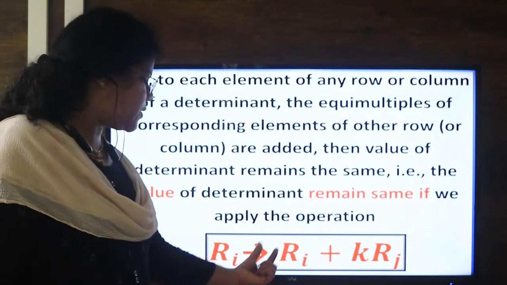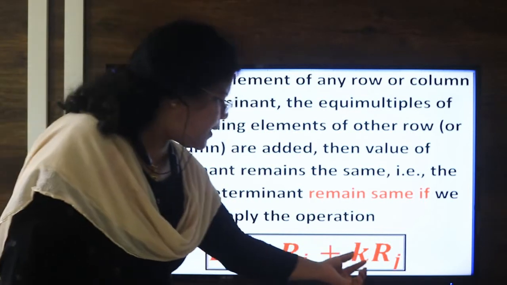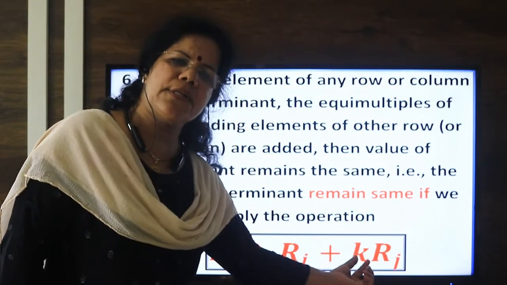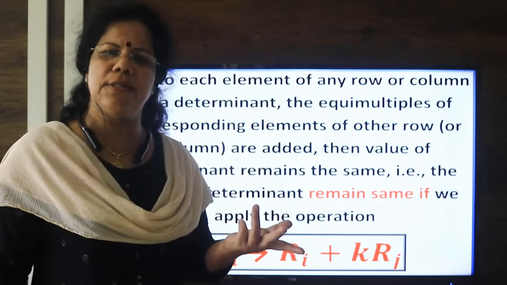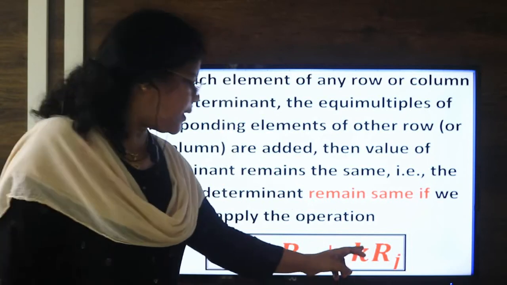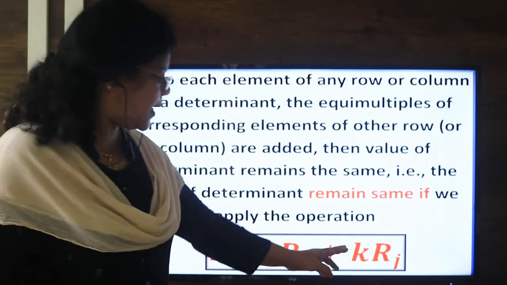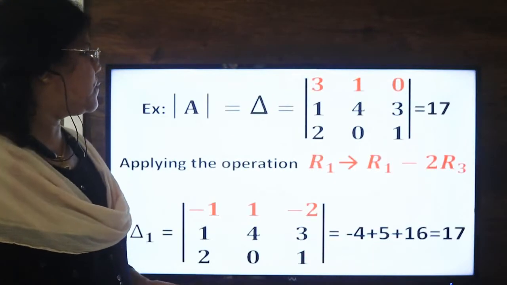Same thing with the column: Ci changes to Ci plus K Cj. Question is whether K can be negative. Yes, K can be. Suppose K is equal to 0, then there is no change already because Ri changes to Ri only. Determinant value will be the same. K can be positive or negative, a real number. Now, see how we are going to use it.